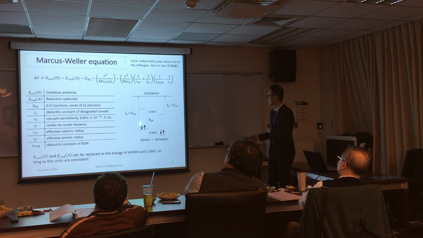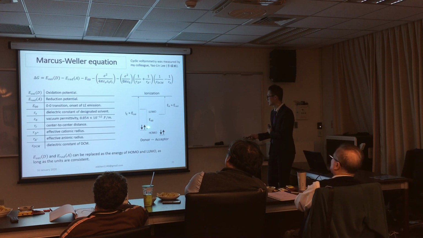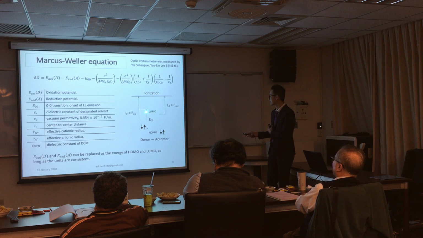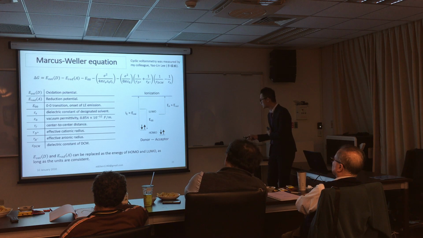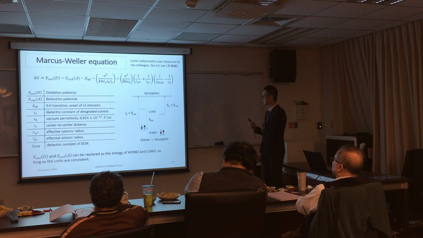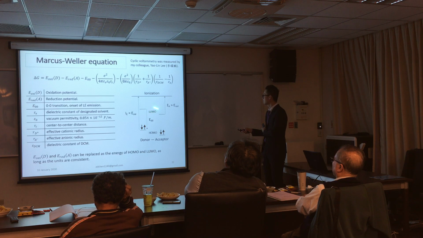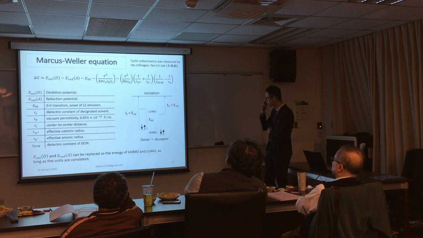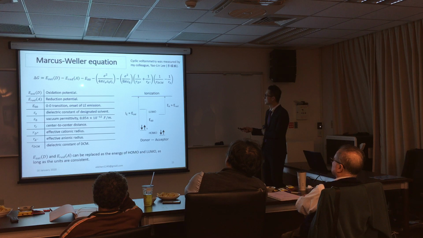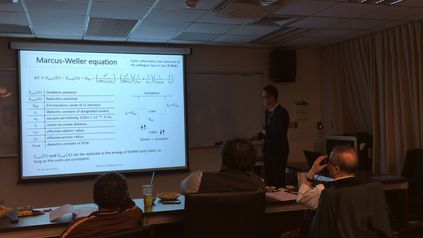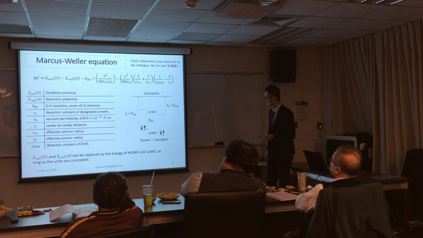It takes the E oxidation over here, minus the 0,0 transition, and minus E reduction over here, so we can get the energy difference of charge transfer. This energy difference over here. The Marcus-Weller equation only calculates how favorable this charge transfer is thermodynamically. It doesn't calculate the barrier, that is, it's not kinetic. So we enter these parameters into this equation and have the following result.